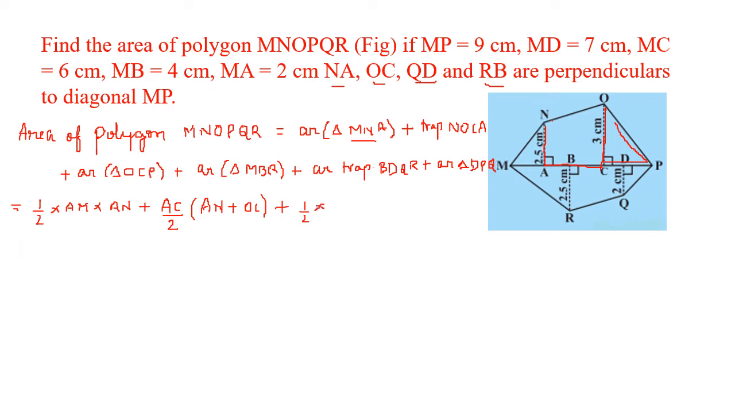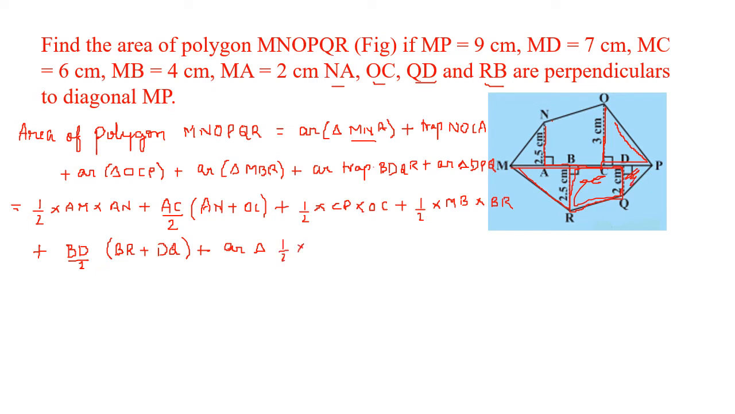Plus area of triangle OCP, that is half base into altitude. So half, the base is CP and the altitude is OC, plus area of triangle MBR, that is half, the base is MB and the altitude is BR, plus area of trapezium BDQR, that will be BD, the altitude, upon 2, into the sum of the parallel sides BR plus DQ, and area of the last triangle DPQ, that is half into DP into DQ. Okay, so this formula we have written.